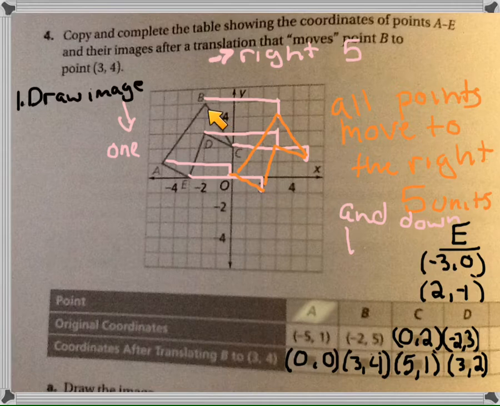Point B starts on the coordinates -2, 5, and it asks you to move it to 3, 4. This moves point B to the right 5 and down 1. You simply repeat this process, moving all points on the first figure to the right 5 and down 1 to get the resulting figure, which here we have the points. A becomes 0, 0, or the origin, B becomes 3, 4, C becomes 5, 1, D becomes 3, 2, and E becomes 2, -1.